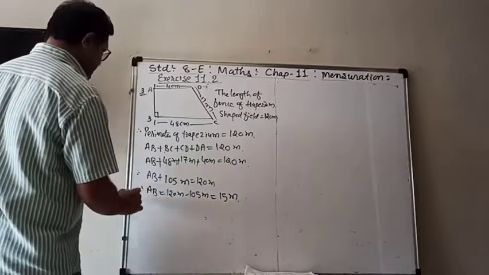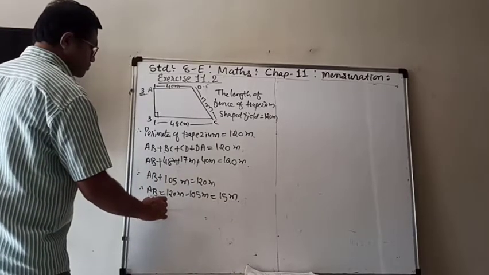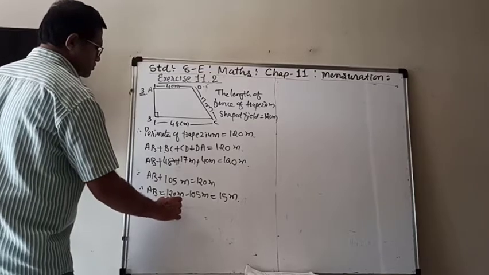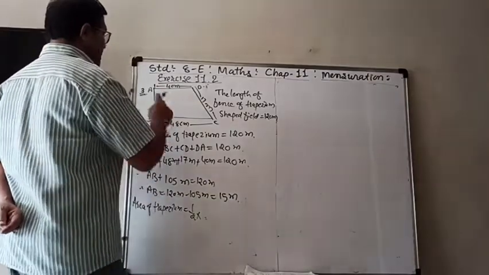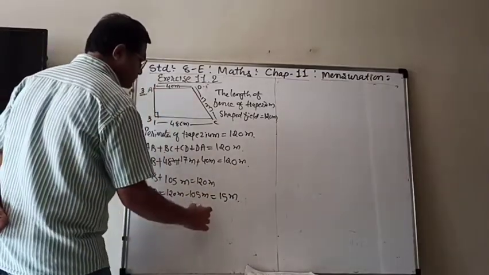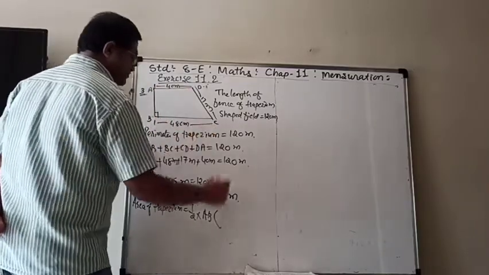So now area of the trapezium is equal to half into h. In the place of h there is AB. And the sum of parallel sides means AD plus BC.